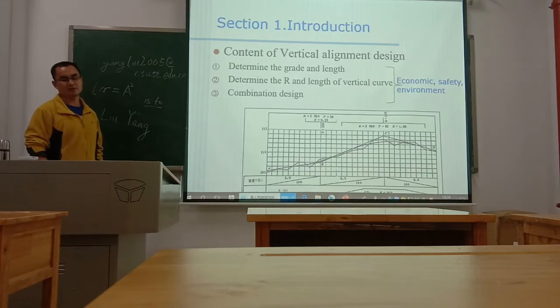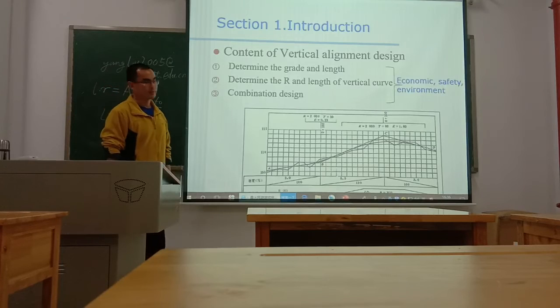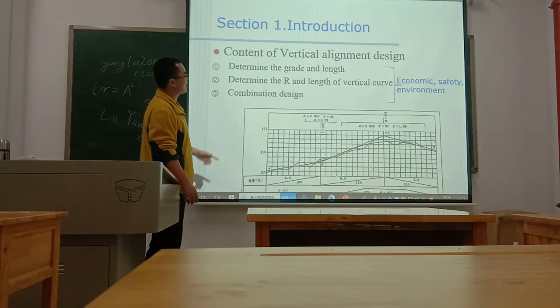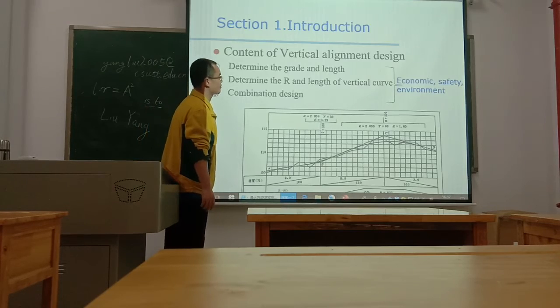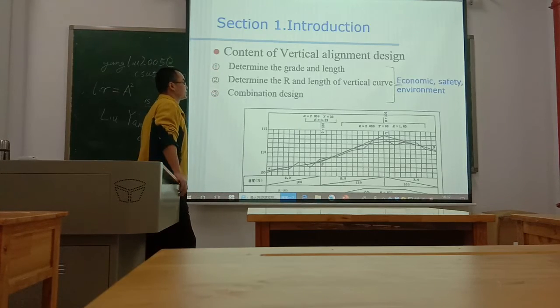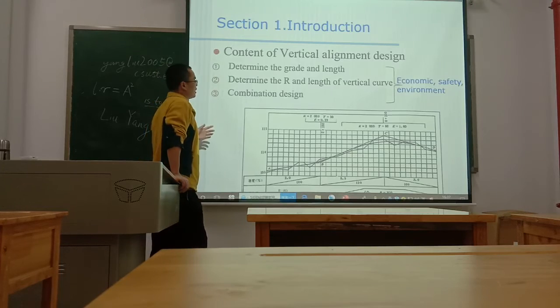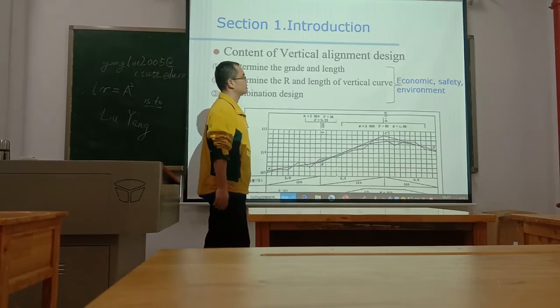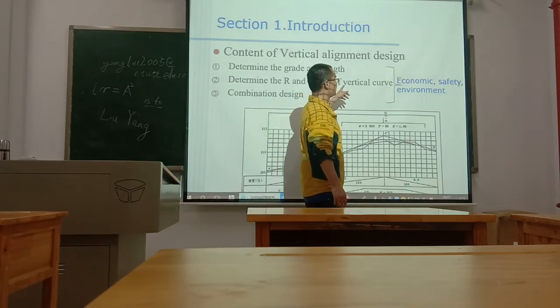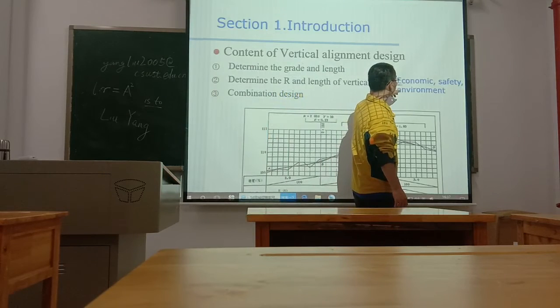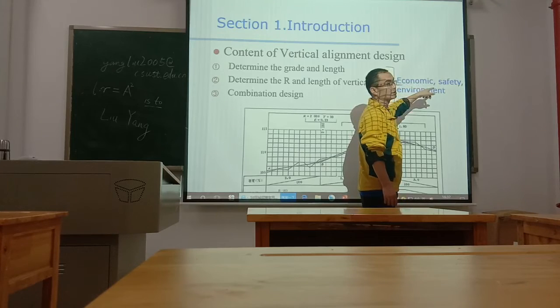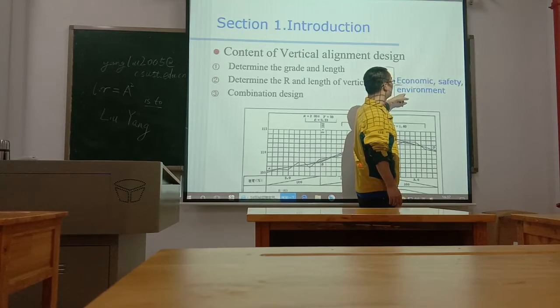Content of vertical alignment design. 1. Determine the grade and the length. 2. Determine the R and the length of the vertical curve. 3. Combination design of horizontal and vertical alignment. We must guarantee that the design is economic, safe, and environmentally friendly.